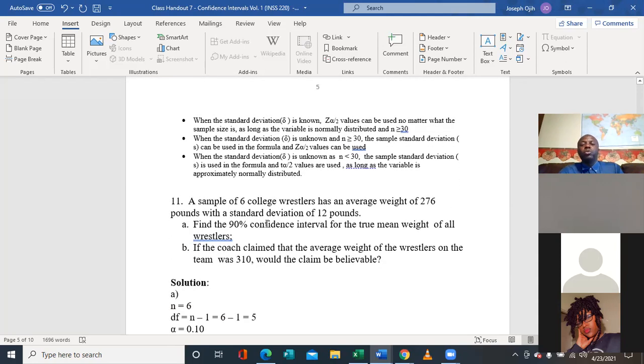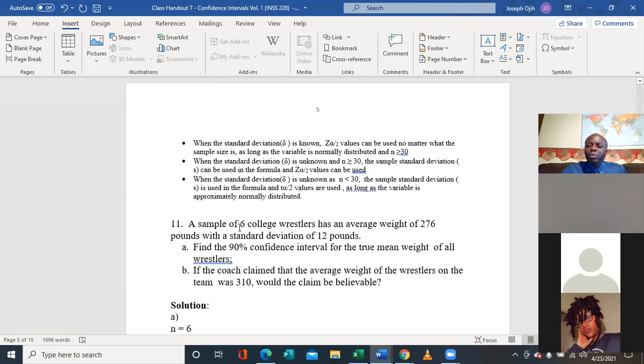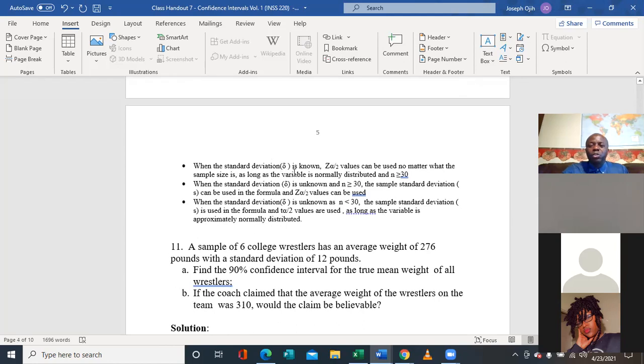The second method, you already know: if the sample size is small and we don't know the population standard deviation, we use the table. But there's some exception to that. When the standard deviation is known, then you can use the critical value, because the alpha over 2 values can be used no matter what the sample size is, as long as the variable is normally distributed or the sample size is large.